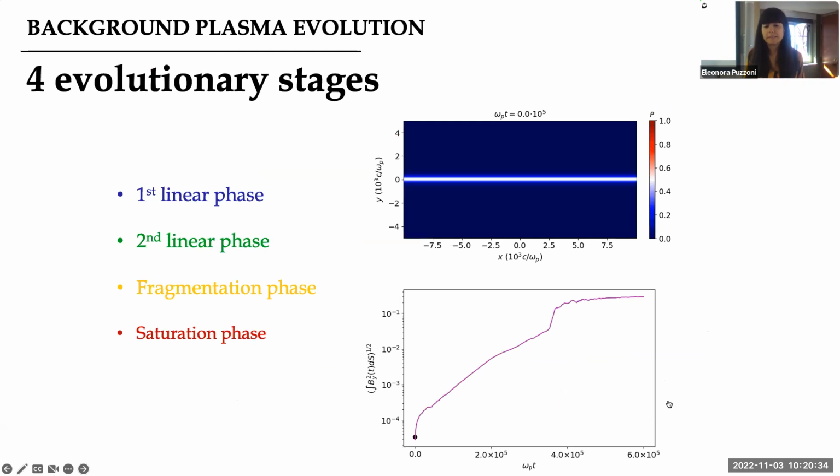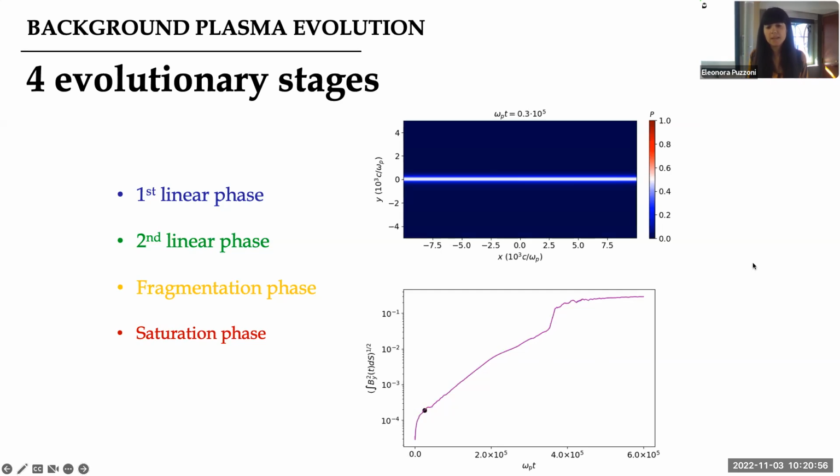So now let's see the background plasma evolution without considering the test particles for now. Here in this video, you will see on the top panel the plasma pressure evolution over time, while in the lower panel, you see the growth of the perturbation over time. You will see four evolutionary stages marked by four different colors.